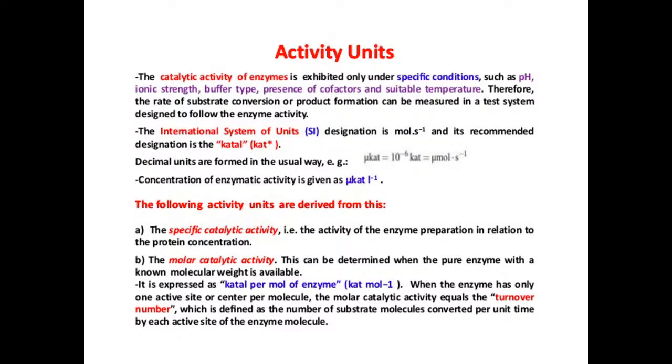Remember that, and the new term I want to show you is the turnover number, which is in your syllabus. What is turnover number? For an enzyme that has only one active site per molecule, molar catalytic activity equals the turnover number. It is defined as the number of substrate molecules converted per unit time by each active site of the enzyme molecule. So how much product is produced per minute, that is known as the turnover number.